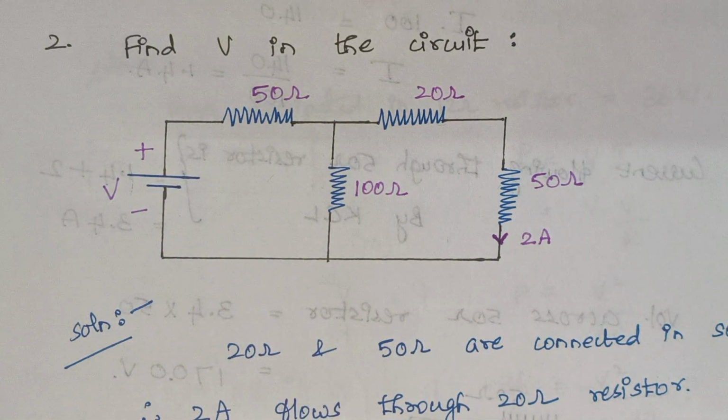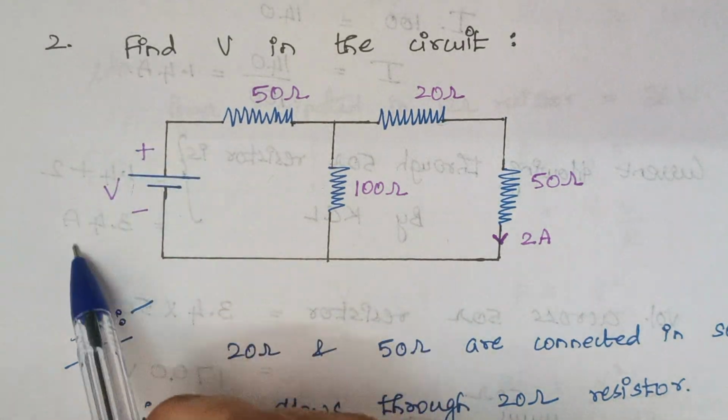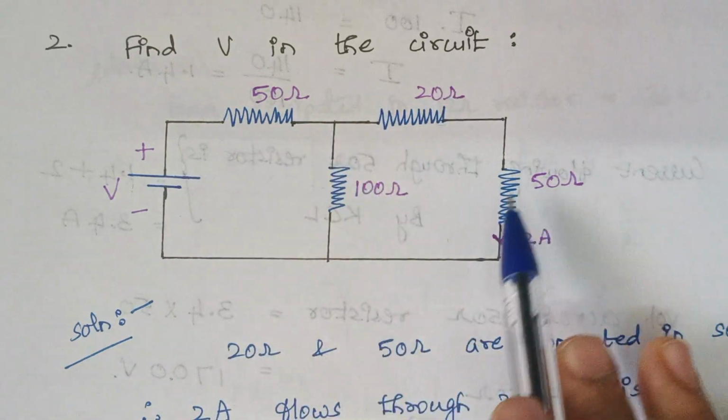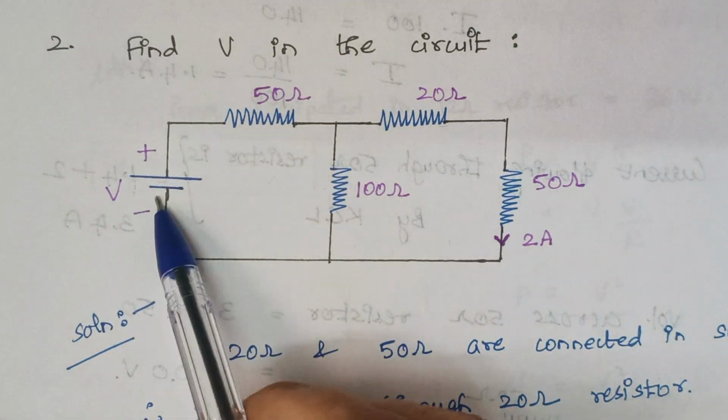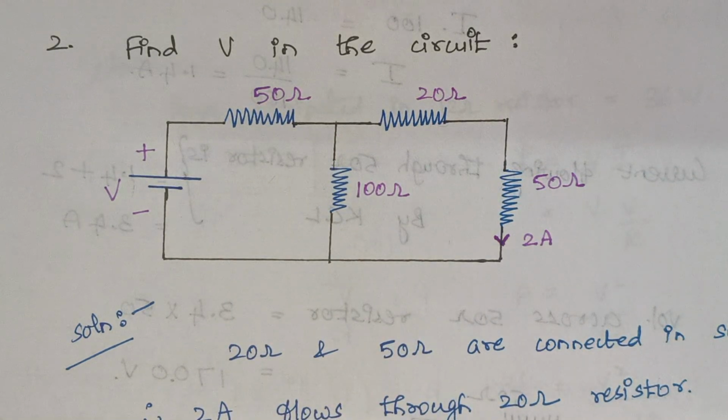So when you apply Kirchhoff's voltage law, what is Kirchhoff's voltage law? Sum of potential rise is equal to sum of potential drop, right? So here this is the only potential rise, so the rest are all potential drops, right? When you simplify the circuit and calculate the voltage drop across the resistors, then when you add the voltage drops, by KVL you can get the value of V, right? Let me explain step by step.